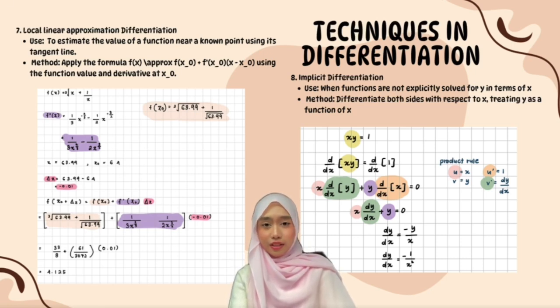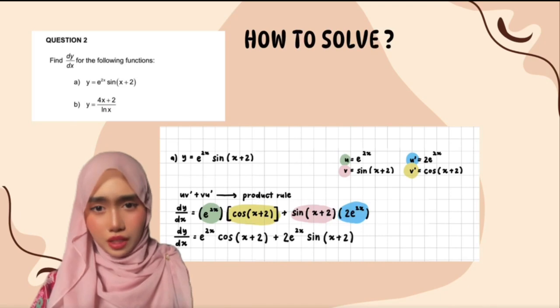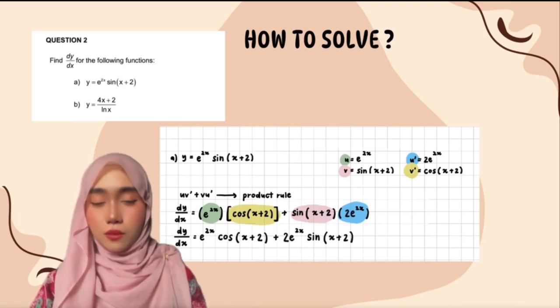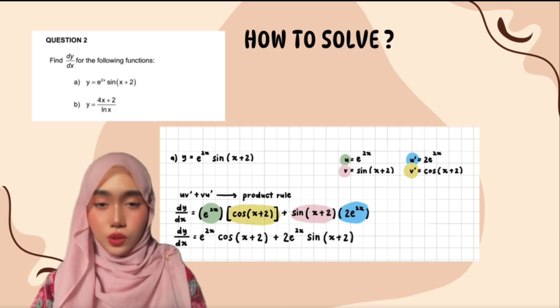The last technique of differentiation is implicit differentiation, used when functions are not explicitly solved for y in terms of x. The method is to differentiate both sides with respect to x, treating y as a function of x, and we need to make dy over dx the subject. Question 2a, and the question is y equal e over 2x sine x plus 2.